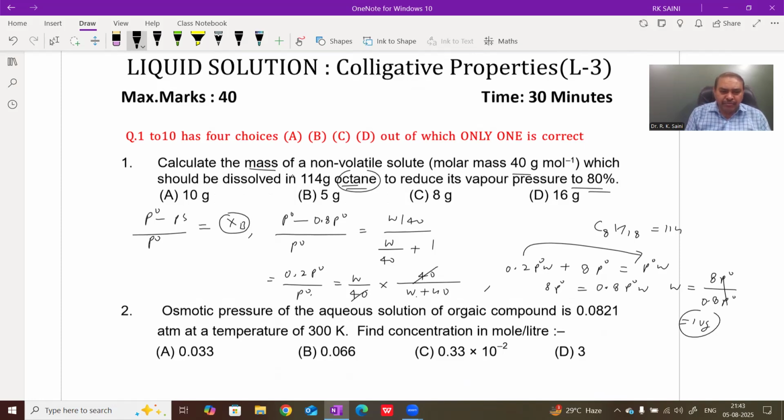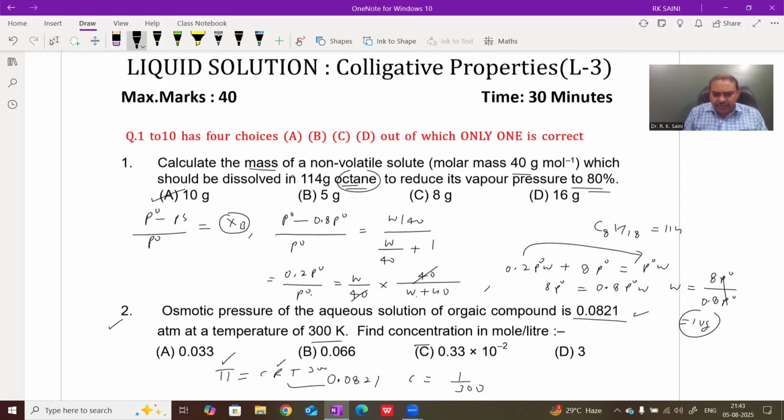Okay. Question number first done. Question next. Osmotic pressure of aqueous solution of organic compound is given in atm at this temperature. Find concentration. It is also a colligative property, and we know that osmotic pressure pi equals CRT. All values are given: pi osmotic pressure, R gas constant equals 0.0821, and the temperature is 300 Kelvin. Therefore, C equals, putting the value, 1 upon 0.0821 into 300 Kelvin.